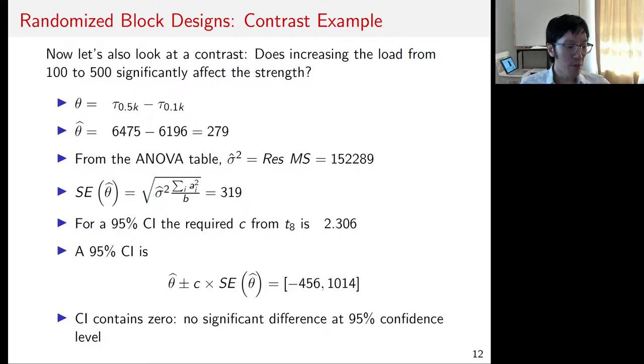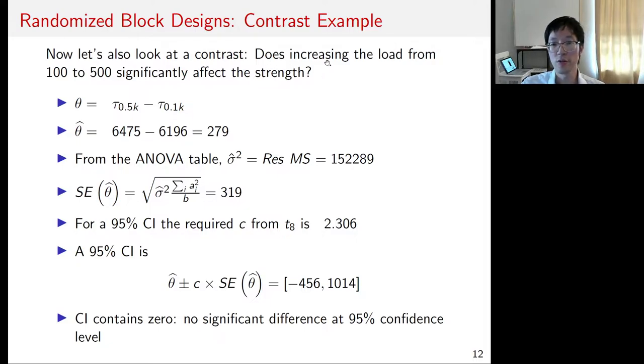So that is ANOVA and checking the assumptions of ANOVA. Before we move on from this topic, let's also look at a couple other loose ends. The first is to look at an example of a contrast. We can also test contrasts in the context of randomized block designs.